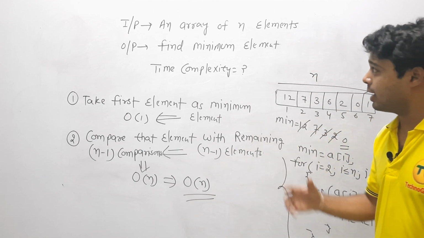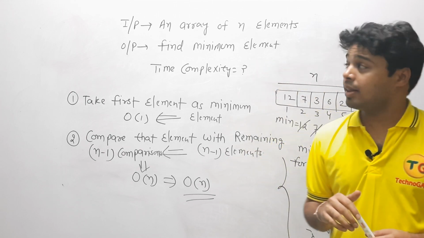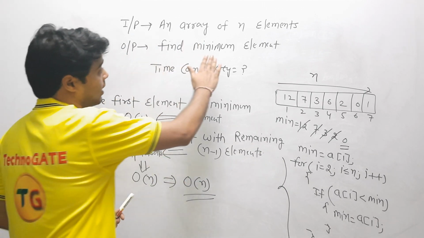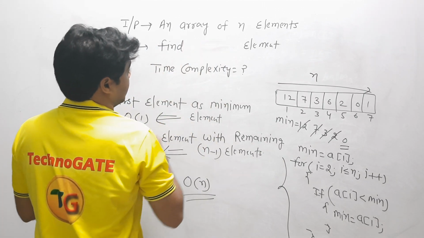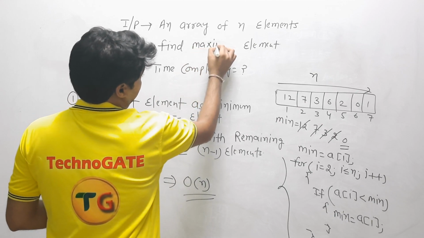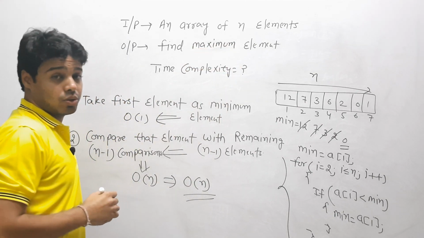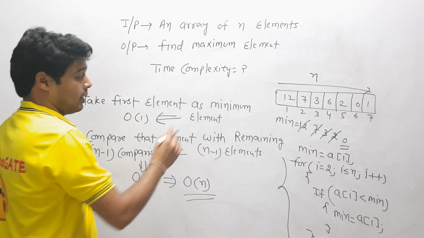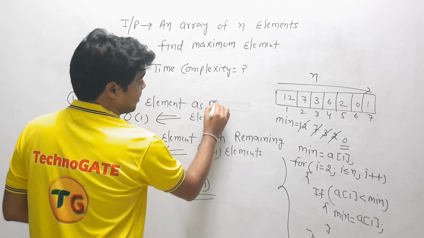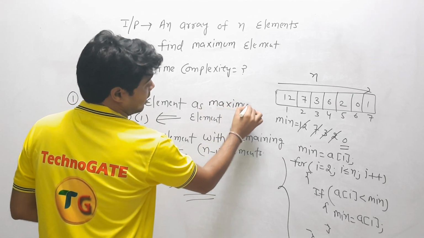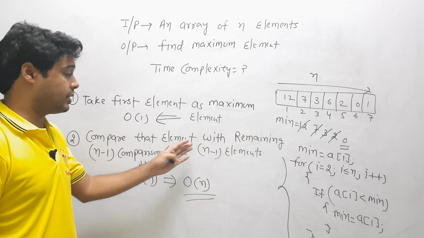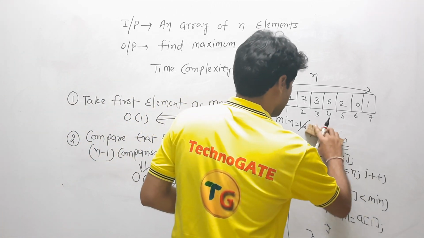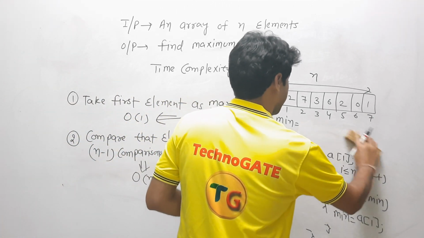In the other way, an array of n elements is given, find the maximum element. What is the time complexity of finding the maximum? Here again, take the first element as the maximum element, with the same approach, comparing it with the remaining n minus 1 elements. So what condition changes here? Take the first element as the maximum element.